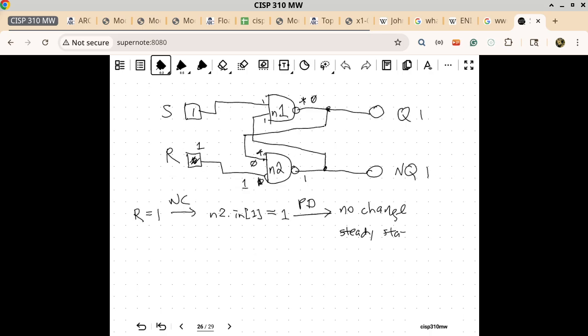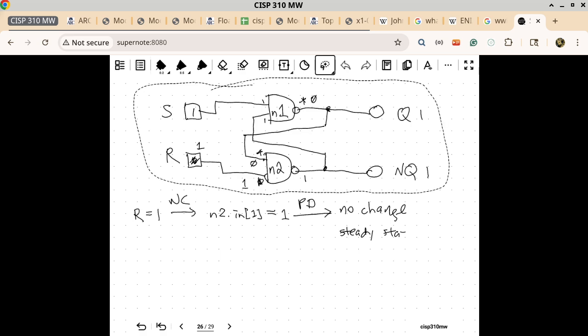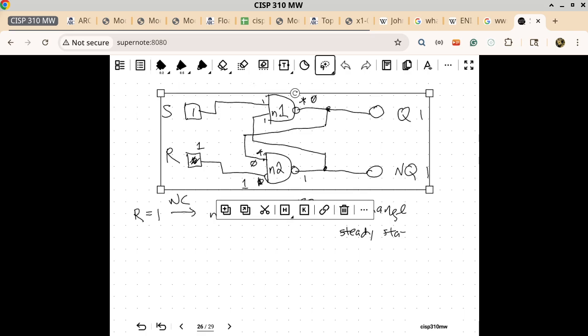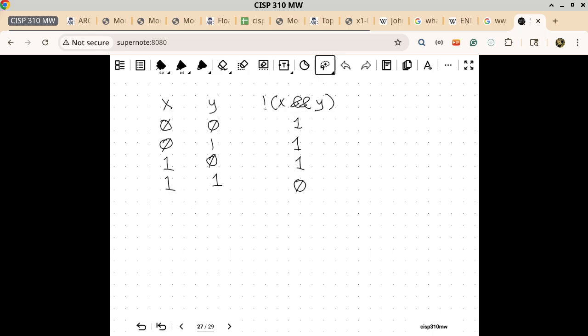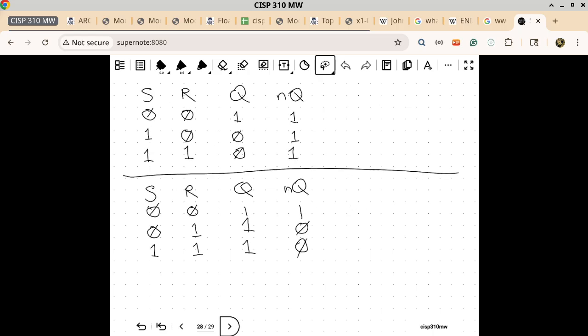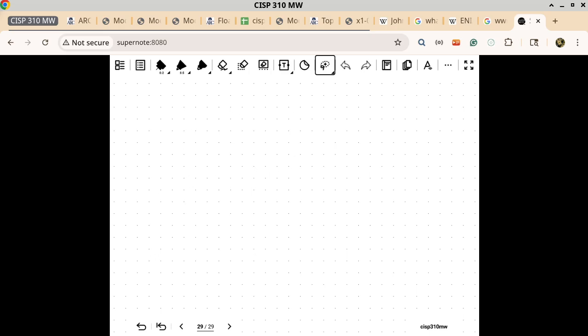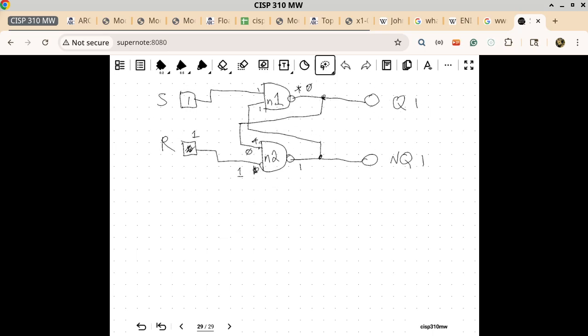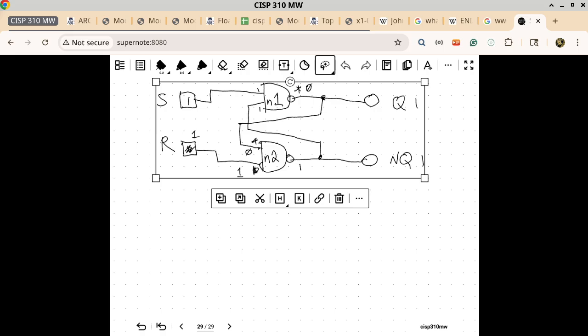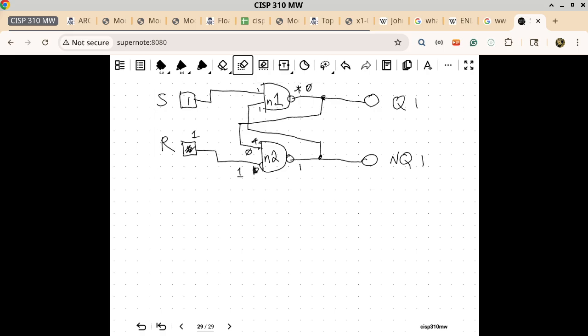Okay, so we'll go ahead and select this using the lasso tool, copy, and go to the last page. We're going to use a new page here, and then paste it here. All right, move it up a little bit. All right, so that's all we need. I'm going to change the states here. So we start with 0, 0 again.